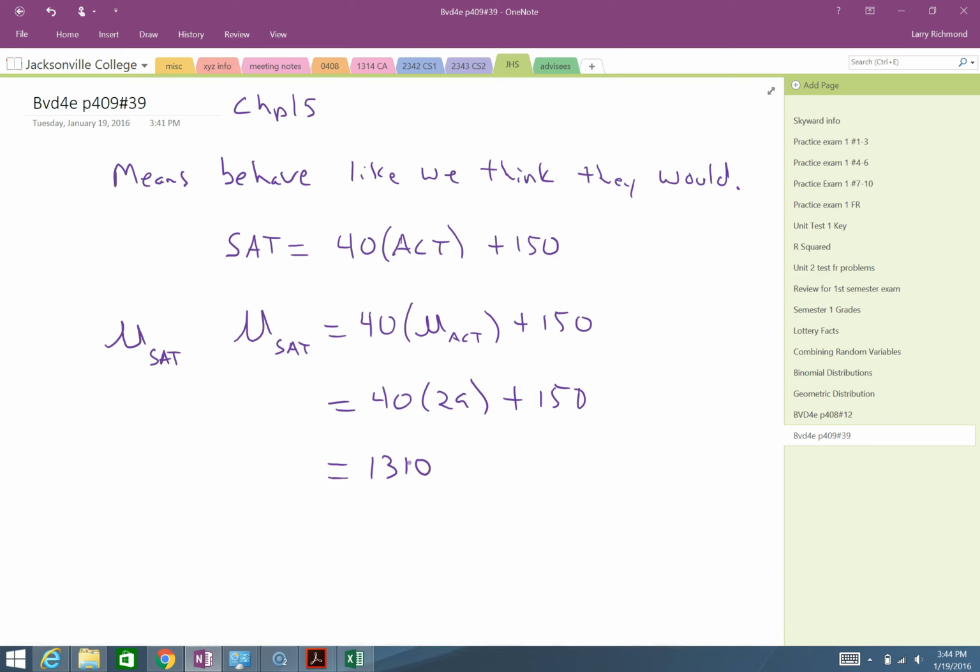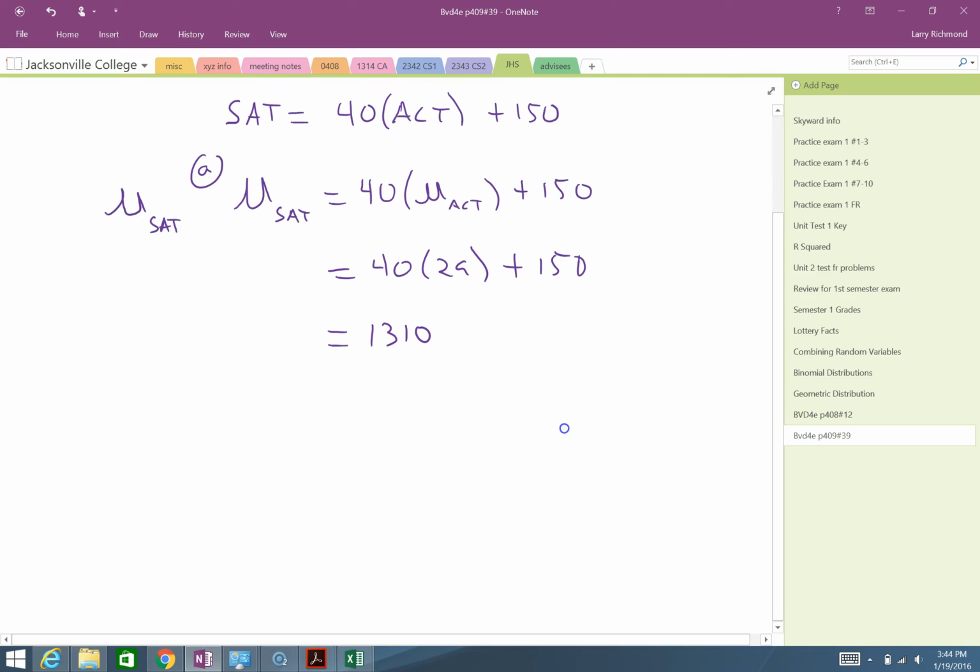B, if your school has a standard deviation, this is A part. This is A. B. If your school has a standard deviation of 5 ACT points, what is its equivalent standard deviation of SAT score? Okay, standard deviation, well, it's a little trickier, all right?